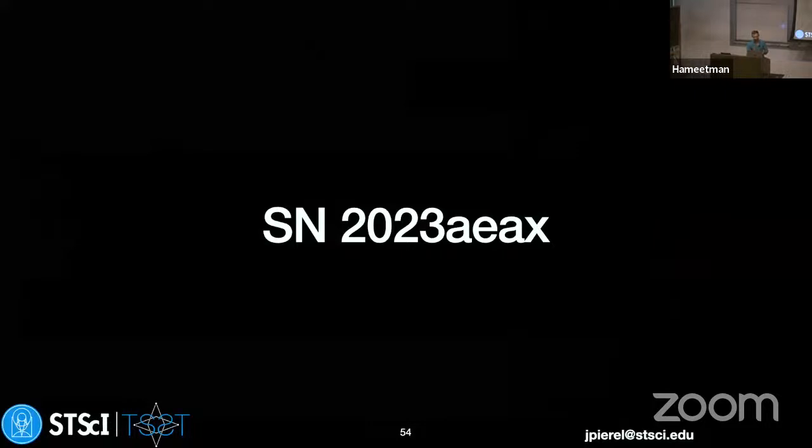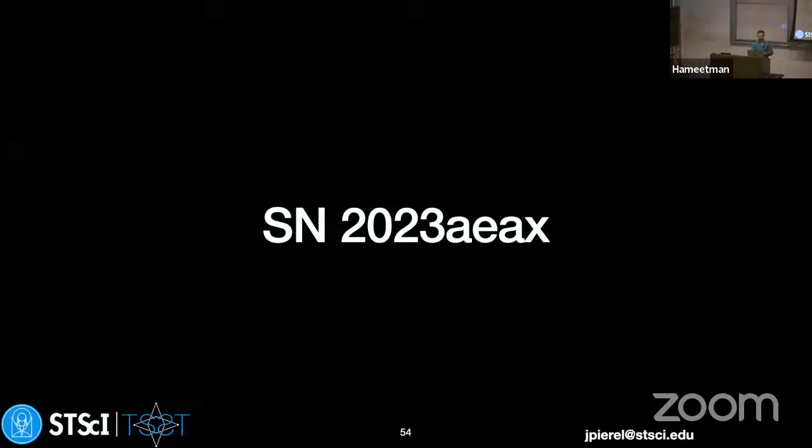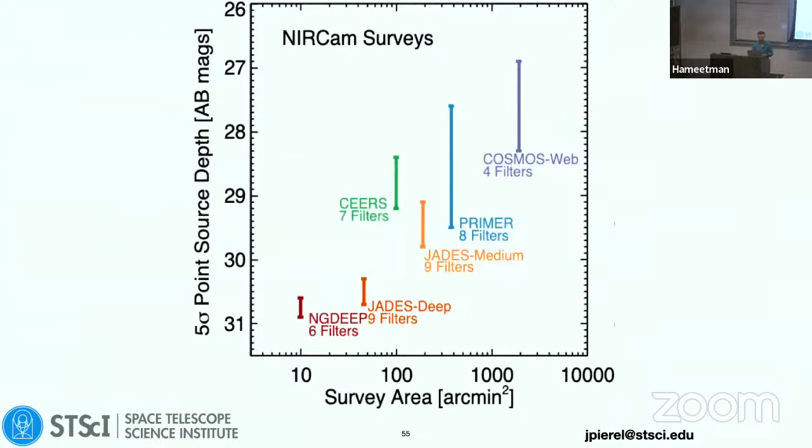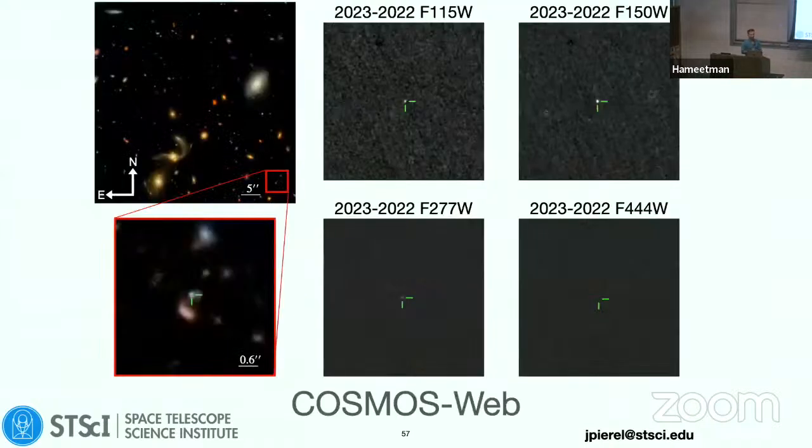The next one, 2023 AEAX, comes from the other end of the survey diagram, which is COSMOS-Web. It is shallower but wider, so it's half a square degree, but only about 28th magnitude, but in the context of this, that is shallower. So this one, just visually, you can see is the exact opposite. It's very blue, it's brightest in these blue filters.